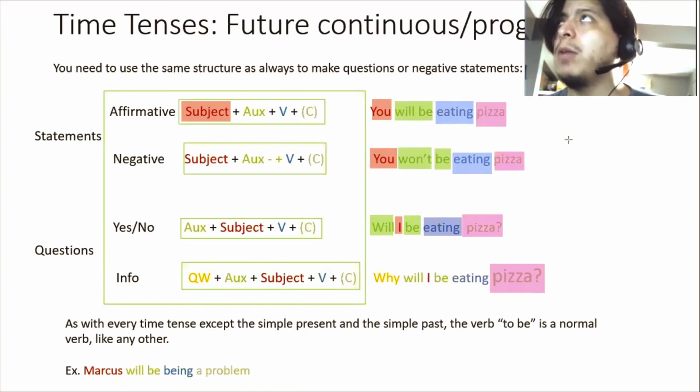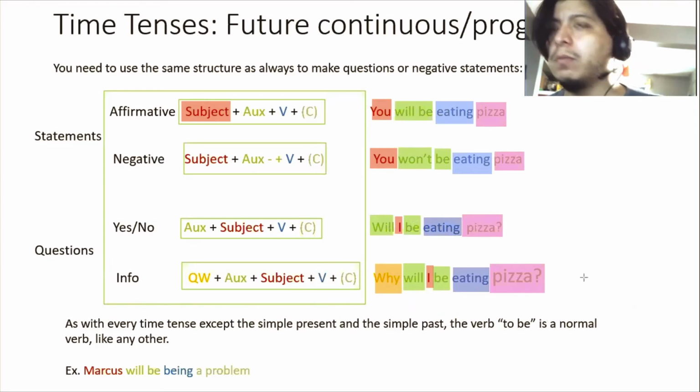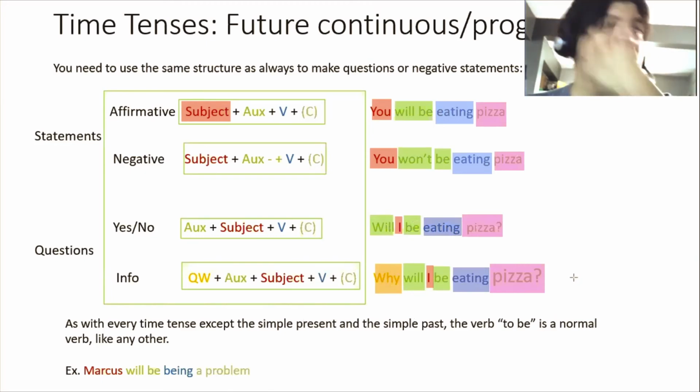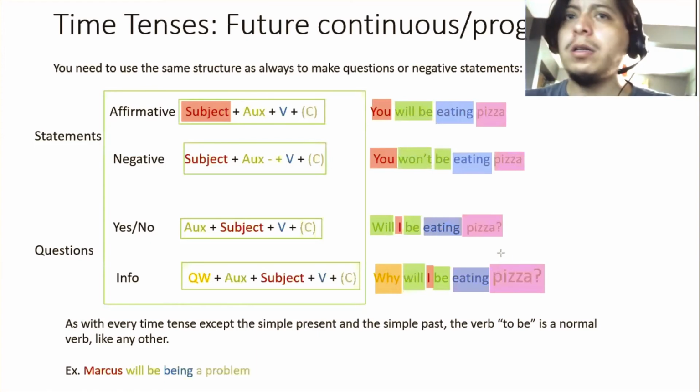In this case, we have the same, we have the complement, the auxiliary is will be. But because it is a question, the first part of the auxiliary switches positions with the subject. And then you have a verb with ing. And the only difference, these are the same. The only difference is that in this case, you start with a question word. If you start with a question word, this is an information question. Why will I be eating pizza? I want to know the reason. So you will be eating pizza because blah, blah, blah. They are going to tell you exactly what it is.